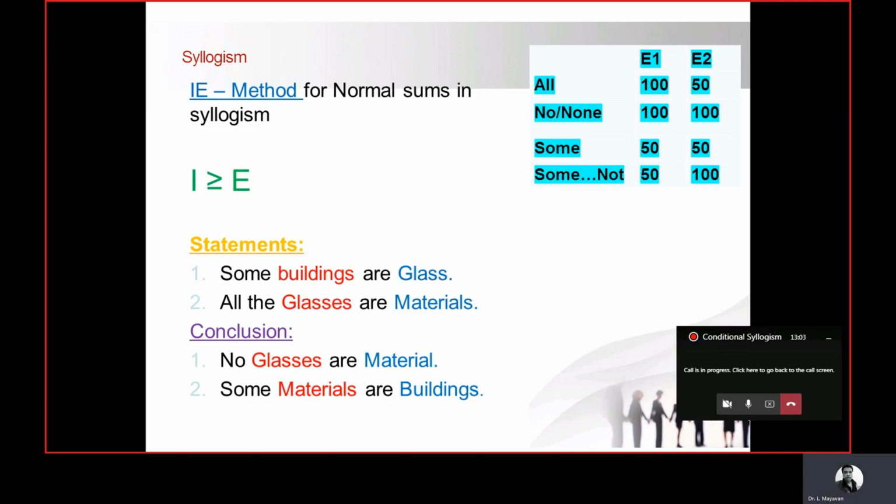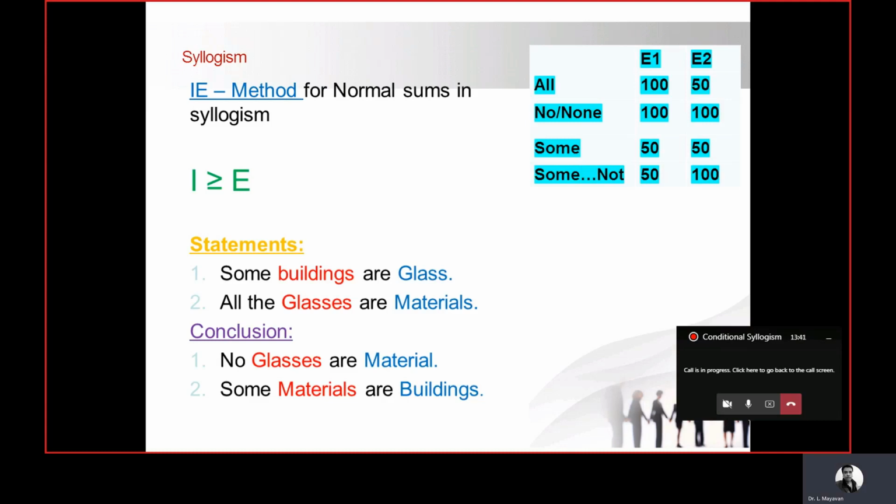In the propositions, the premises or the statements, there are said to be 2 elements. Look at the statements given, and we have also given the values. Look at the statement: Some buildings are glass. Are you able to follow? Yes. Okay, fine. Some buildings are glass. All the glasses are materials.